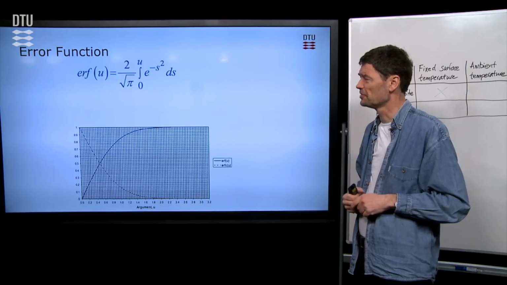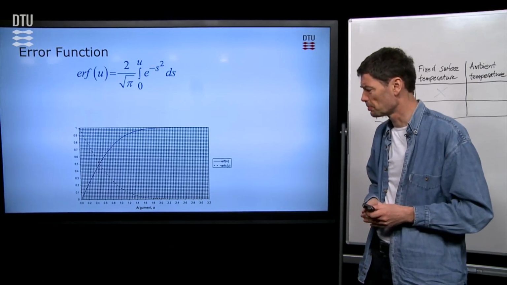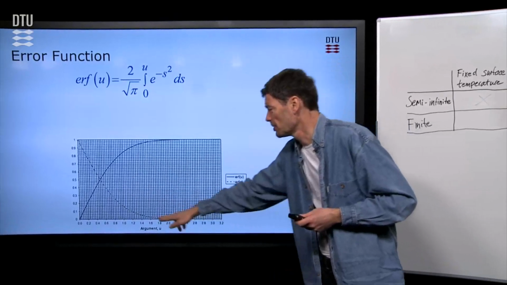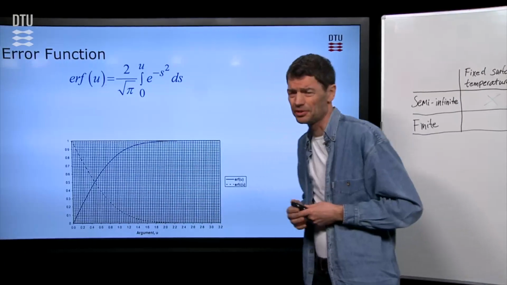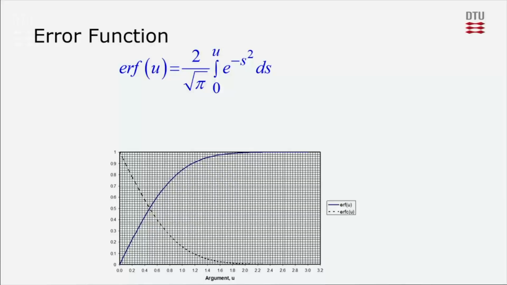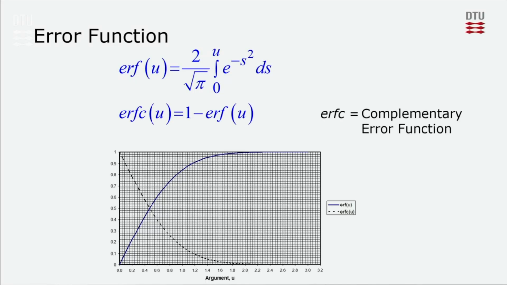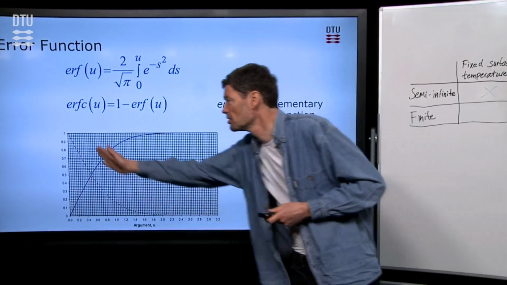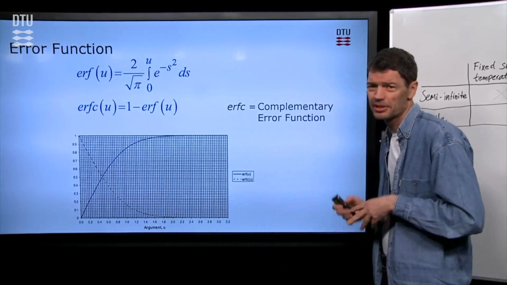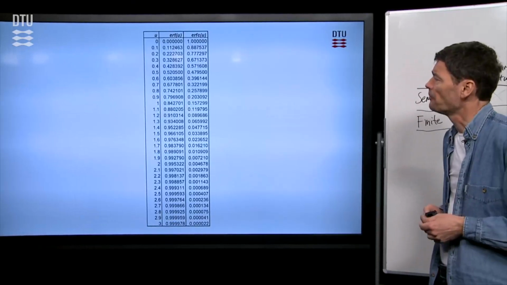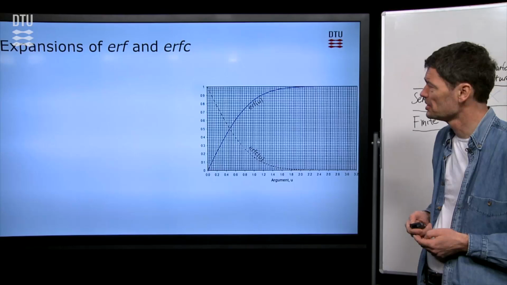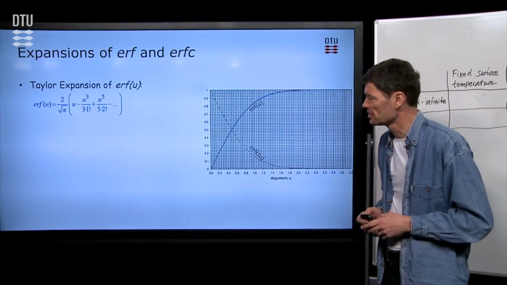Here is the definition of the error function, just to talk briefly about it. It starts at 0, goes towards 1, depending on the argument that you pass to the function. So that's the function we need to use, and again, the mathematical definition of it. The complementary error function is the same, but it's only 1 minus the error function, so it goes the opposite way as it develops. You can look up the values for the error function in tables.